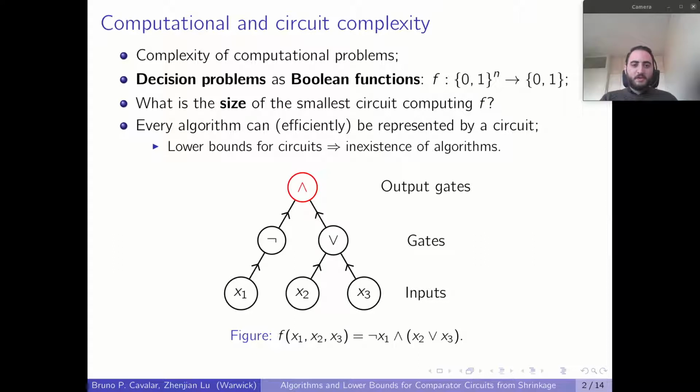And the question we ask in circuit complexity is what is the size of the smallest circuit that computes a function f? Okay, note that this is a complete model of computation in the sense that every algorithm can efficiently be represented by a circuit. This is a well-known fact in computational complexity, which implies that lower bounds for circuits also imply the inexistence of algorithms.